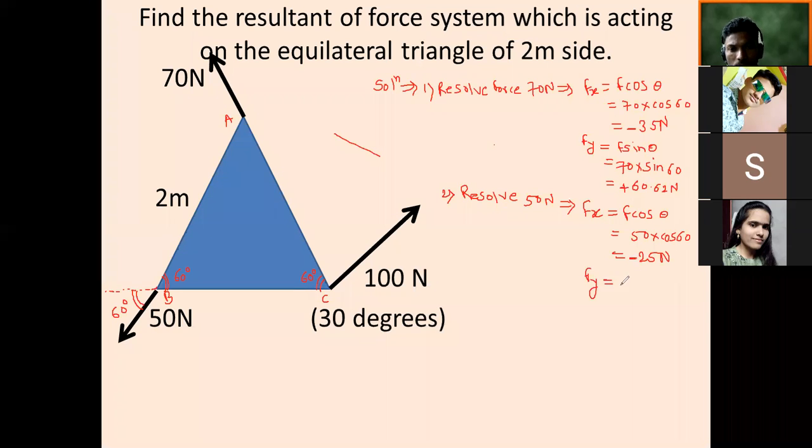What about its Fy? Fy is equal to F sin theta. The value of F is 50, so 50 into sin 60. Calculate.